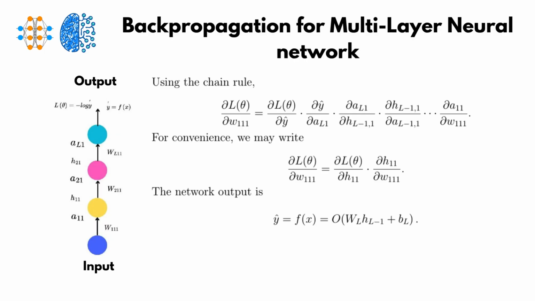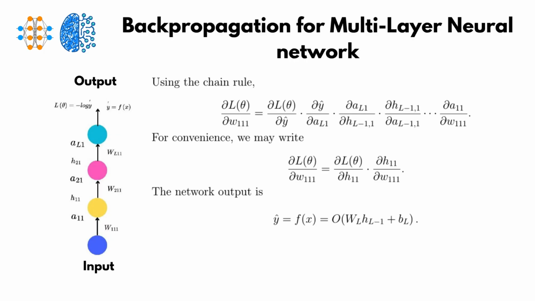To make the notation simpler, we often combine all the intermediate derivatives into a single term. This allows us to write the gradient in a much shorter and cleaner form. Notice that the gradient can now be viewed as the effect of the loss on the hidden neuron output multiplied by the effect of that hidden neuron output on the weight. This simplification makes the mathematical derivation much easier while preserving exactly the same meaning.